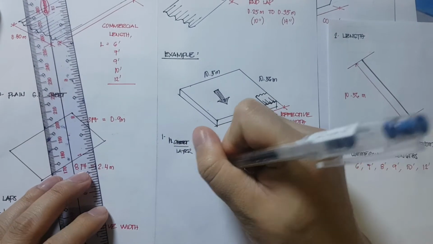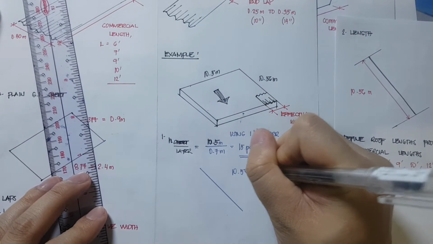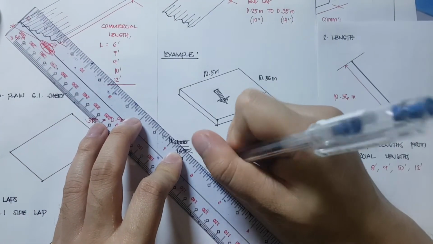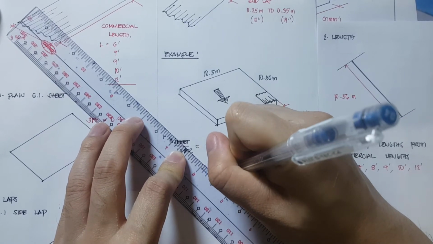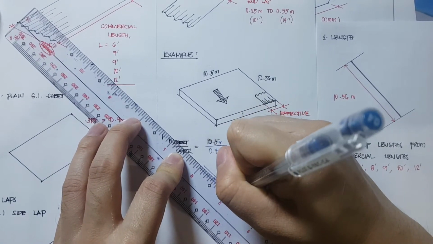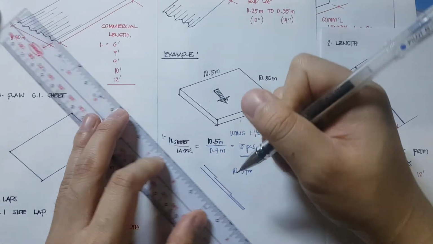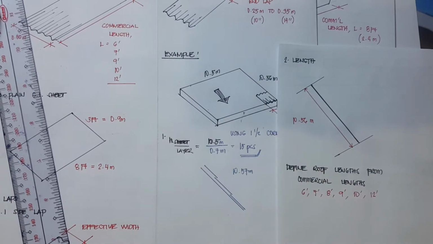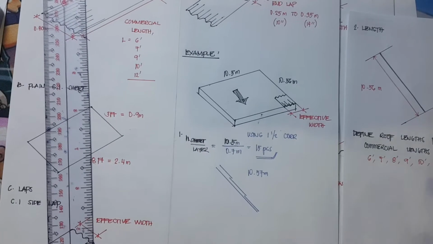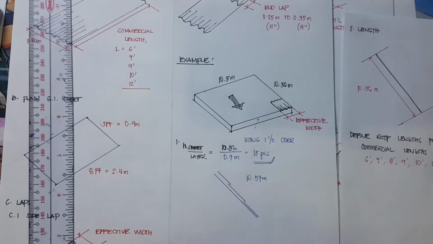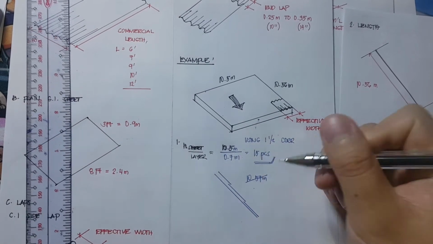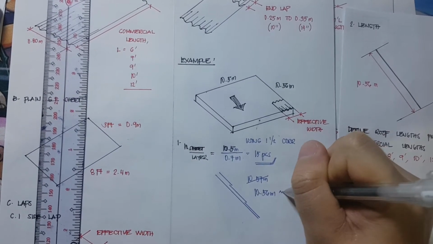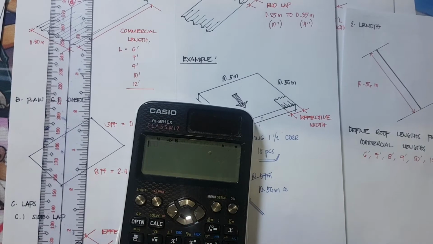Okay? So that is 10.57 meters. Gaano karaming yero or GI sheet ang pagpapatong-patungin natin na magkakasya or na mako-cover yung buong space or yung buong length na 10.56 meters. Okay? So 10.56 meters. No, this is not 10.57. That is 10.56 meters.